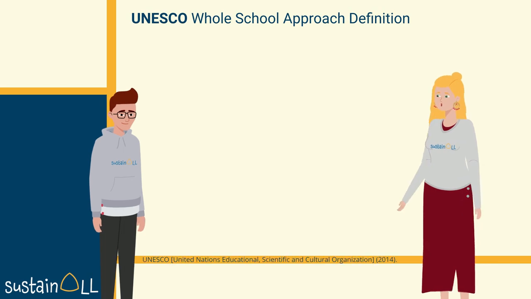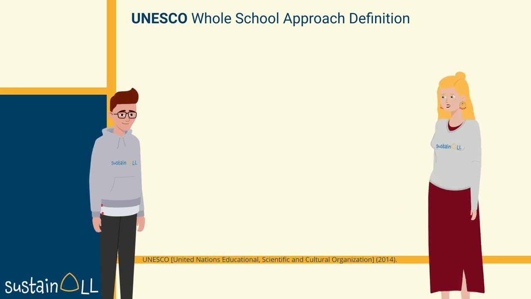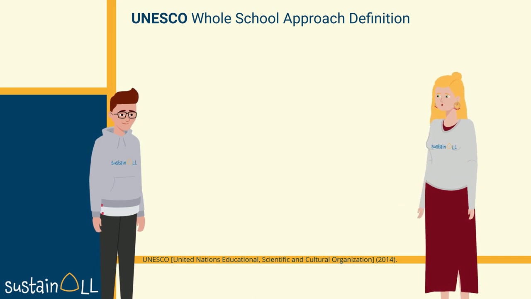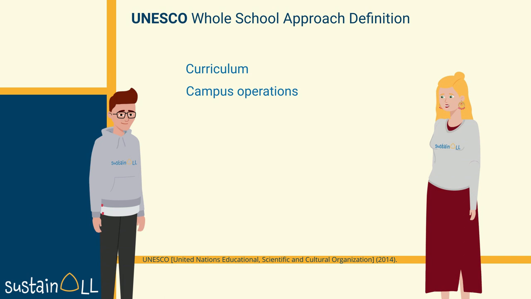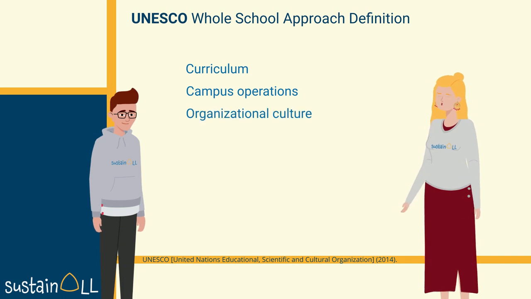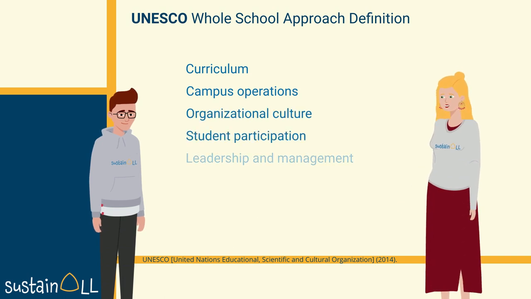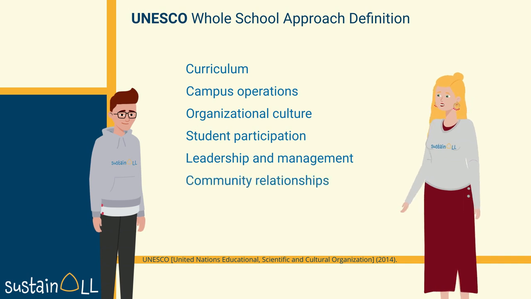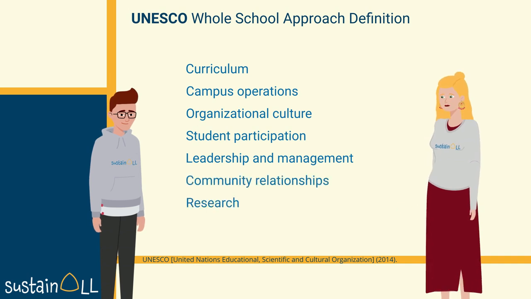According to UNESCO, the whole school approach aims to mainstream sustainability into all aspects of the educational institution and involves rethinking the curriculum, campus operations, organizational culture, student participation, leadership and management, community relationships, and research.